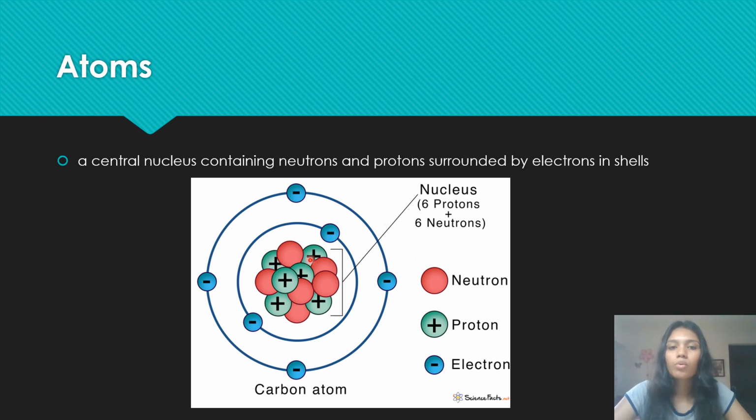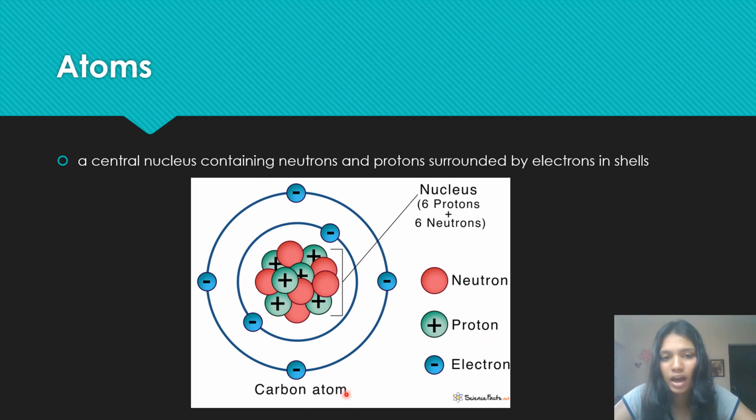So we can consider an atom to basically be like the universe. We're going to look at that analogy. The center, the nucleus of the atom, is the sun of the universe, and the sun is surrounded by orbits, and on these orbits we have different planets. So on these shells we have different electrons. That's basically what it is.